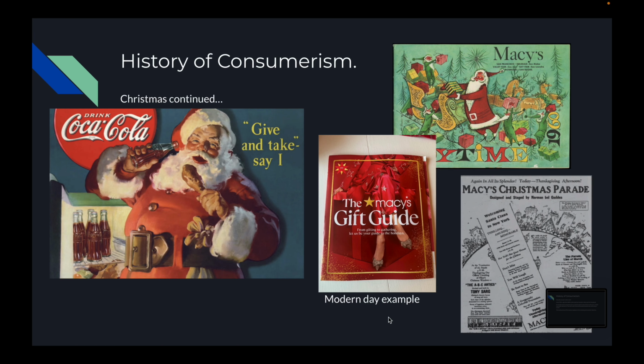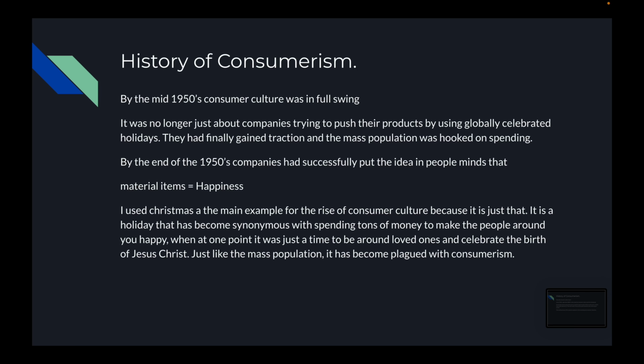In this, you can clearly see the Santa advertisement where he's drinking Coke, and then on the right you can see the Macy's Christmas advertisements. They had parades. They would sell clothes and products there, and then you could also see in the modern example that it still continues to this day.